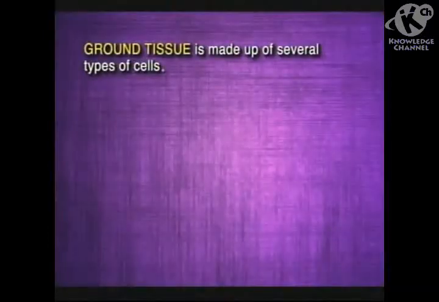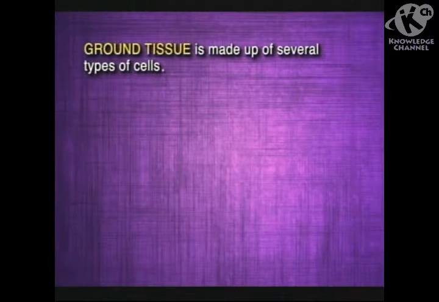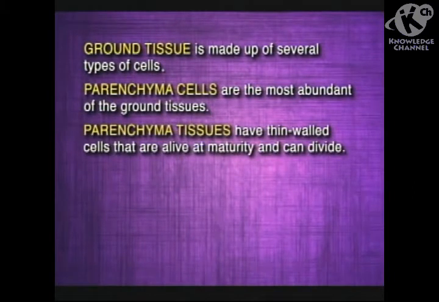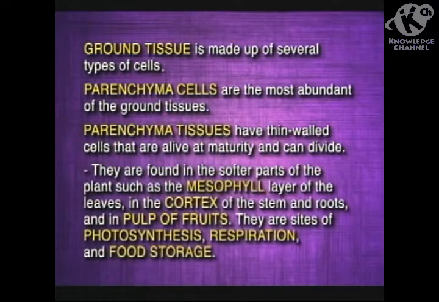Ground tissue is made up of several types of cells. The parenchyma cells are the most abundant of the ground tissues. Parenchyma tissues have thin-walled cells that are alive at maturity and can divide. They are found in the softer parts of the plants, such as the mesophyll layer of the leaves, in the cortex of the stems and roots, and in the pulp of fruits. They are sites of photosynthesis, respiration, and food storage.